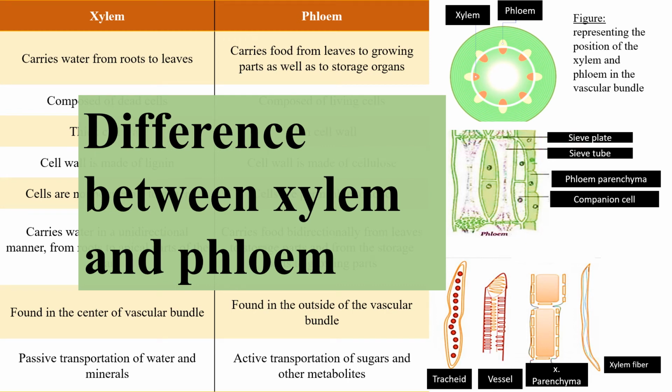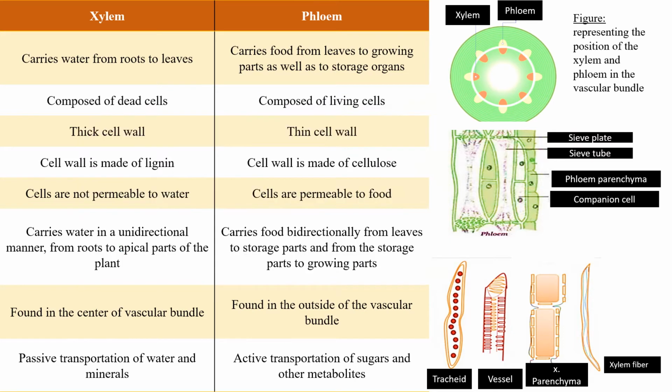In today's video, I'll be discussing the differences between xylem and phloem. Let's begin. The first question is function. What is the function of xylem and phloem? Xylem is involved in the transport of water. Usually the water is absorbed by the roots from the soil and carried to the leaves. This is the direction of the movement of water in the xylem.